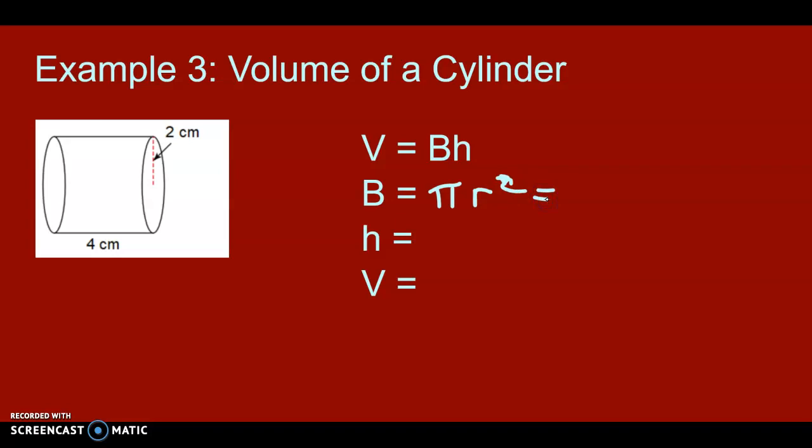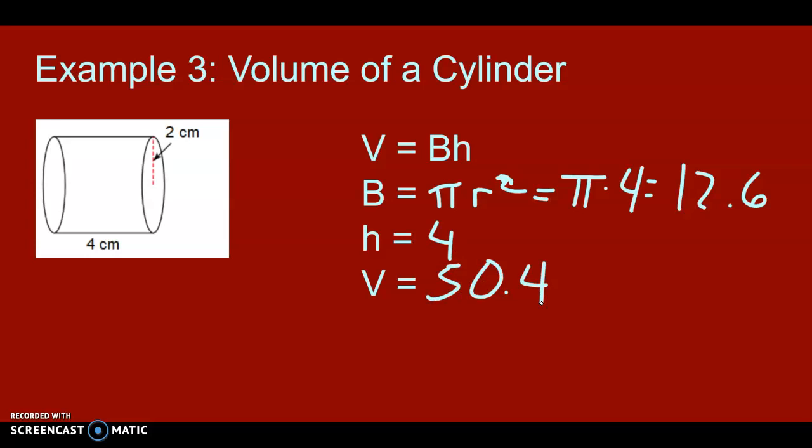So we take pi times 2 squared, which is 4. So we do pi times 4. And that will give us the area of the circle on our base. And that is 12.6 square units, or square centimeters. The height of the object is the distance between the bases, which in this case is clearly 4. So in order to find volume, we just take 12.6 times 4, and that gives us a volume of 50.4, and that's always labeled in cubic units. So that's cubic centimeters.